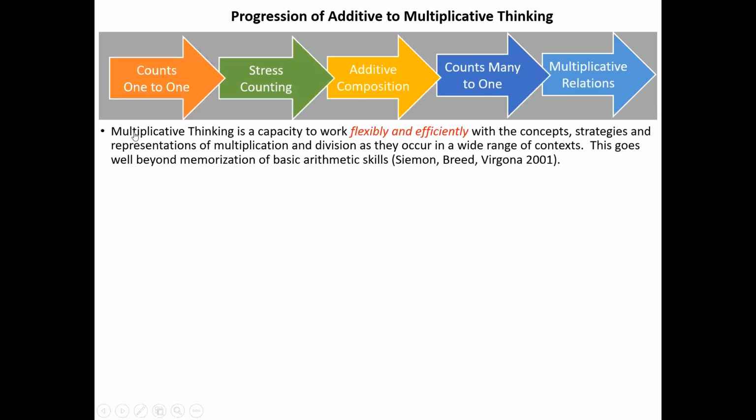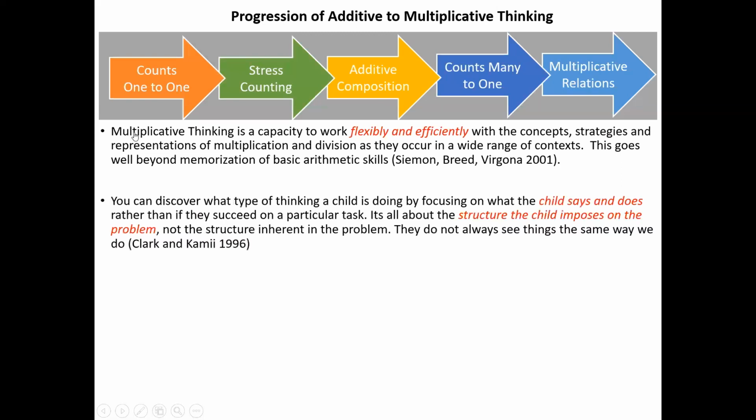So multiplicative thinking is the capacity to work flexibly and efficiently with the concepts, strategies, and representations of multiplication and division as they occur in a wide range of contexts. This goes well beyond memorization of basic facts. And remember what we saw with that girl earlier on. She had some knowledge of basic facts, but was not able to really apply it in a situation when she needed it. You can discover what type of thinking a child is doing by focusing on what the child says and does rather than if they succeed on a particular task. It is about the structure the child imposes on the problem, not the structure inherent in the problem. They do not always see things the same way we do.